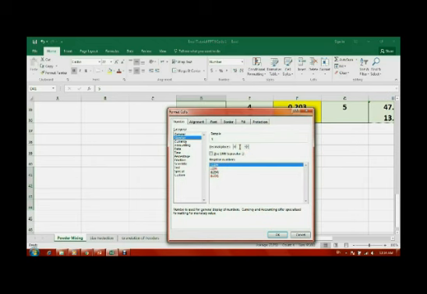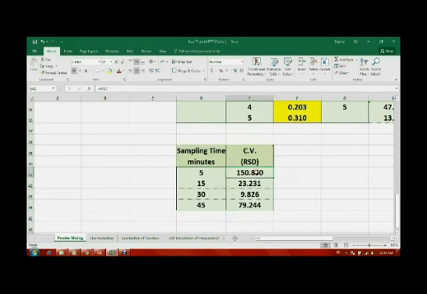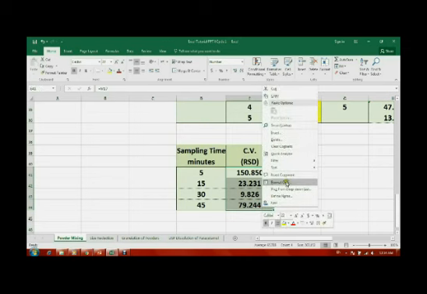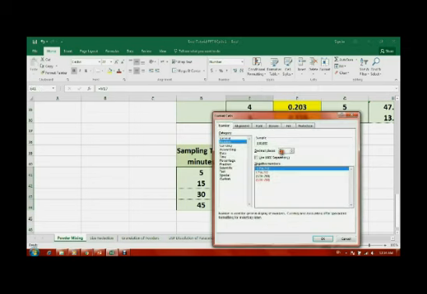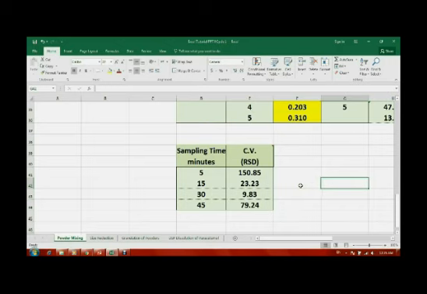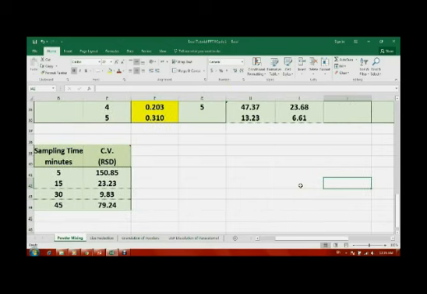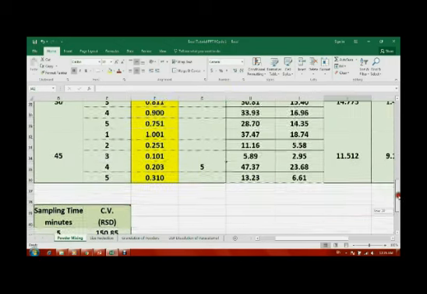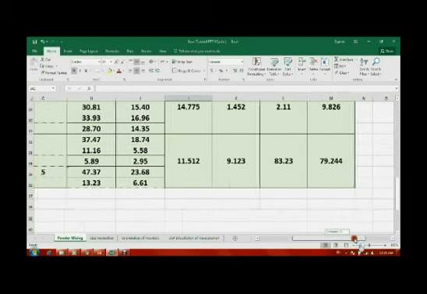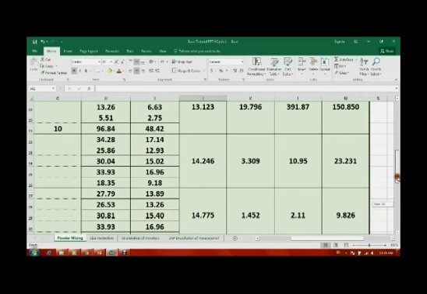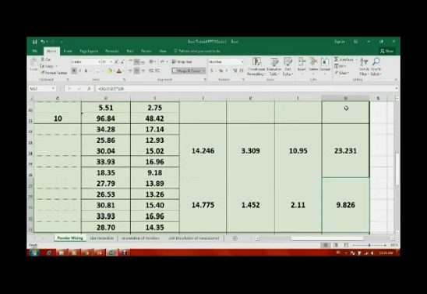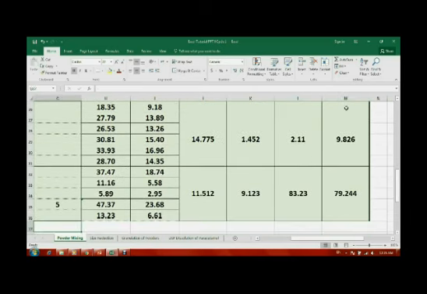Now, use the Excel function to calculate the mean value, the standard deviation value, and the variance. Then, the coefficient of variation will be equal to standard deviation divided by the mean times 100%.